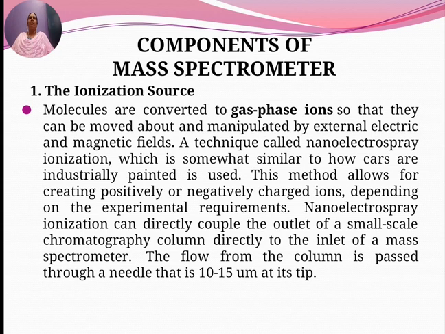Nano electrospray ionization can directly couple the outlet of a small scale chromatographic column to the inlet of a mass spectrometer. Ionization, where the sample is converted into a gaseous phase ion, allows the chromatographic column to be directly connected to the inlet of the mass spectrometer. The flow from the column is passed through a needle that is about 10 to 15 micrometers at its tip.